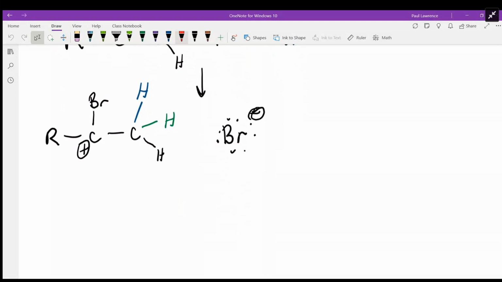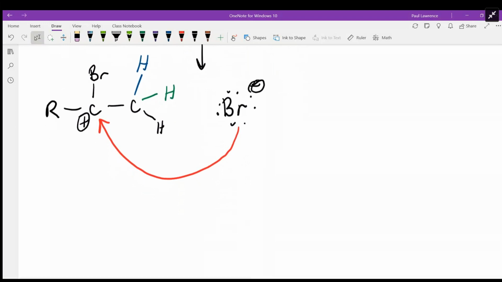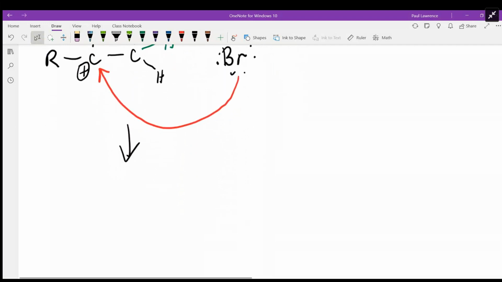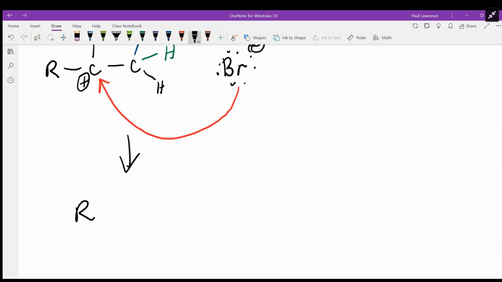And so the last step then is the bromide's going to come in and attack to generate our final product. That looks like this. Br, carbon, hydrogen, our blue one there, and our green one there, like that. So this is a hydrohalogenation of alkynes.